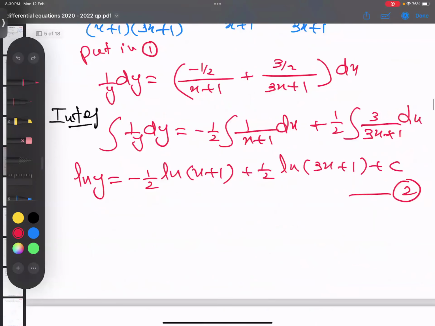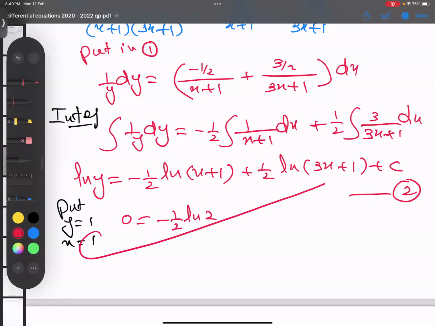So this I'm going to put here. So put y1 and x1. When I plug in y1 here, log of 1 is 0. When I put 1 here, 1 plus 1 is 2, so -1/2 log of 2. Okay, when I plug in 1 here, 3 plus 1 becomes 4. So plus 1/2 ln 4 plus c.